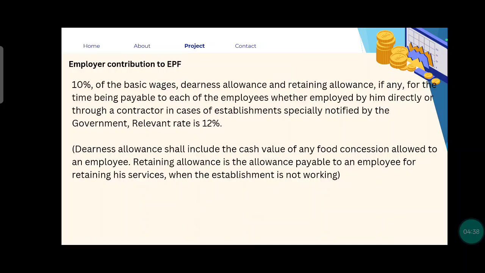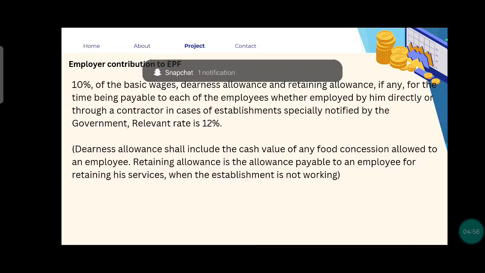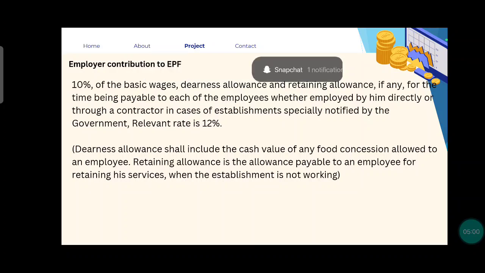Next one is we can say about the 10% of the basic wages. 10% of the basic wages is a contribution by the employer to EPF. They include basic wages, dearness allowance and retaining allowance, if any, for the time being to each of the employees, whether employed by him directly or through a contract also. Sometimes it will exceed 12% also.